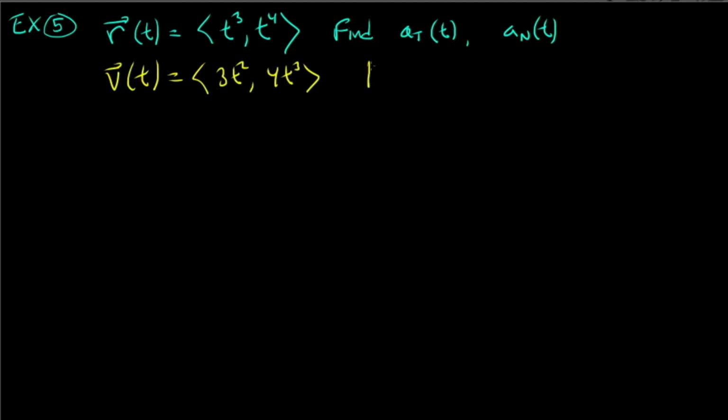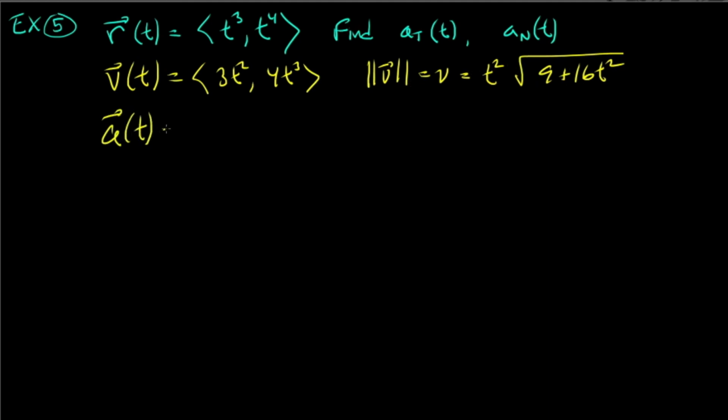And we found the magnitude of the velocity as well, what I call little v, without a vector. And it was what? I think it was t squared times the square root of 9 plus 16t squared, since it's 9t to the fourth plus 16t to the sixth under the root. Yeah, I think that's it. And then we can find the acceleration just by taking the derivative again. Now we get 6t and then 12t squared.